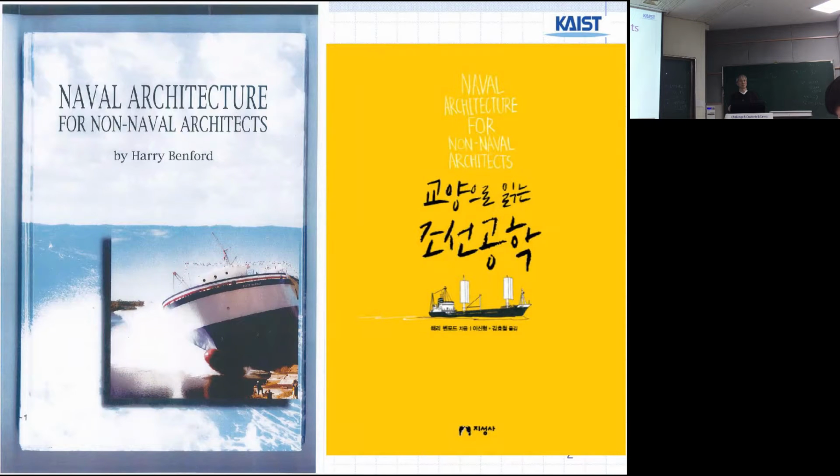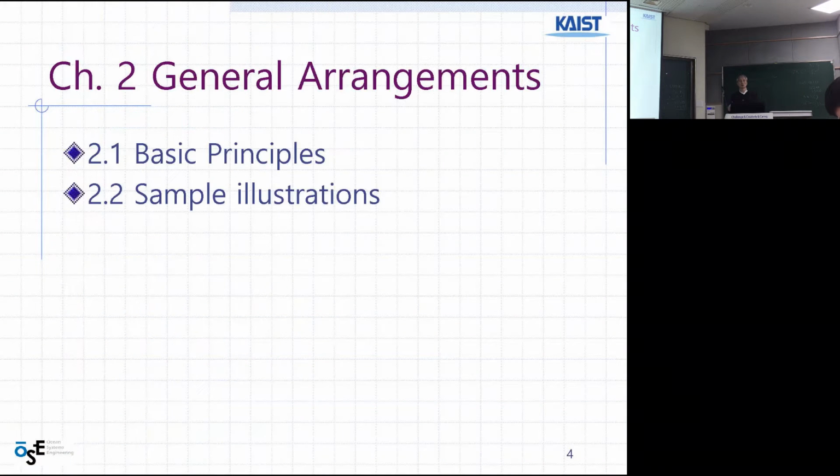Layout inside the ship is similar to this building, or you may stay in a dormitory in this KAIST campus. So you may imagine the layout of your dormitory room and also the whole floor of your dormitory. That is what we call the arrangement, very similar to a building. That's why they say shipbuilding. So for layout, they call this a general arrangement.